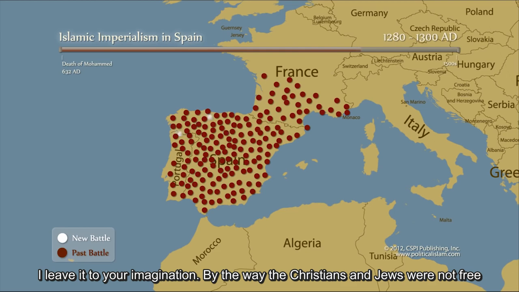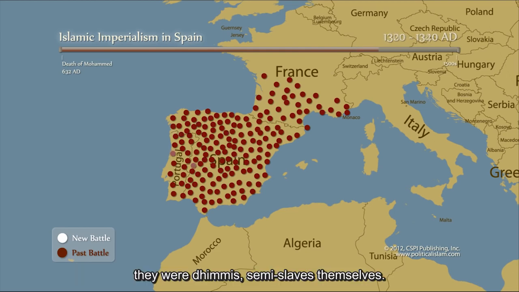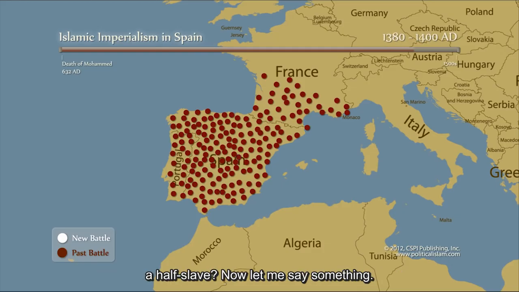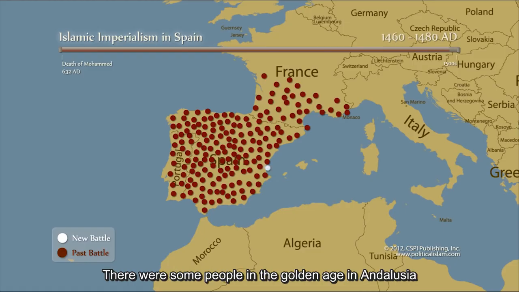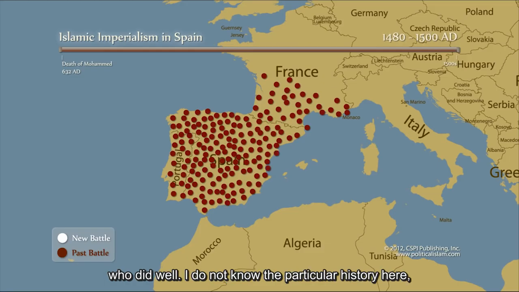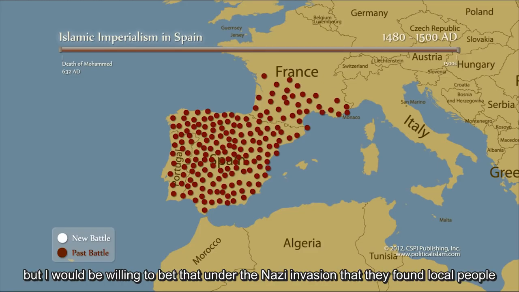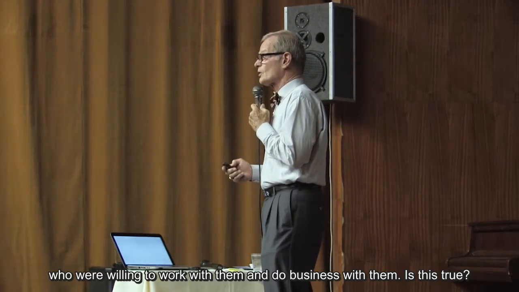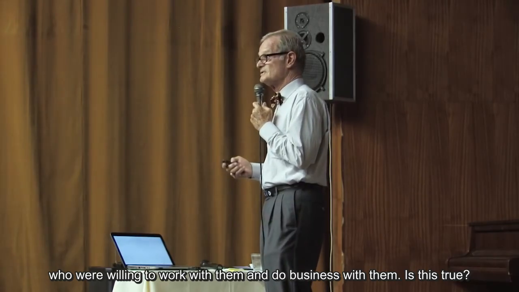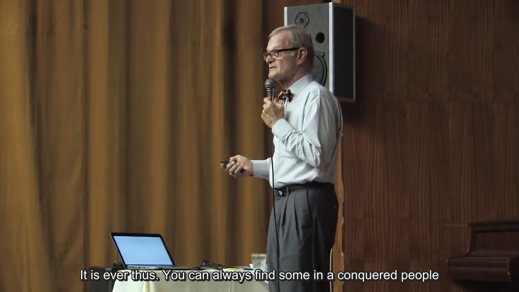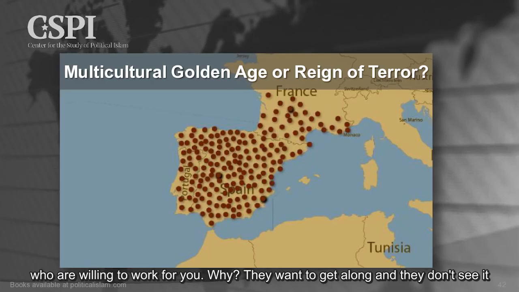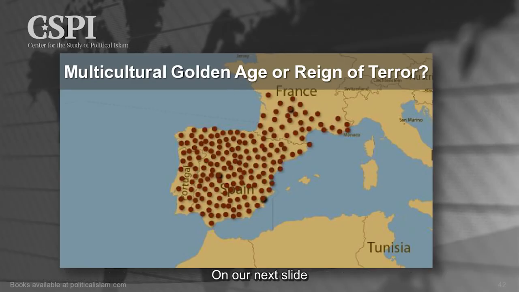By the way, the Christians and Jews were not free. They were dhimmis, semi-slaves themselves. This is one reason they wanted to fight. Who wants to be half a slave? Now let me say something. There were some people in the Golden Age in Andalus who did well. I do not know the particular history here, but I would be willing to bet under the Nazi invasion that they found local people who were willing to work with them and do business with them. Is this true? It is ever thus. You can always find somebody in a conquered people who are willing to work for you. Why? Well, they want to get along and they don't see it as a betrayal.